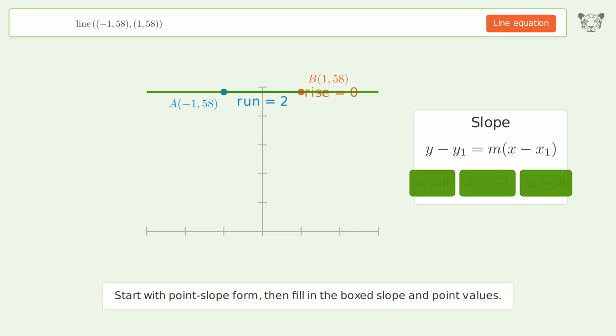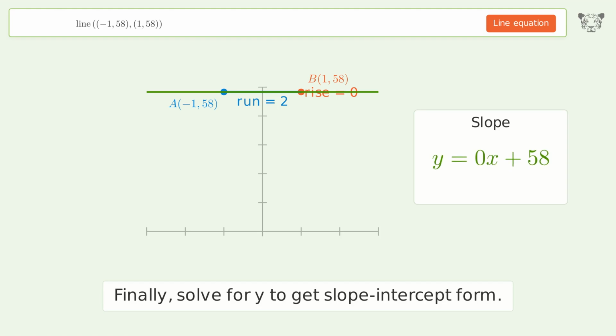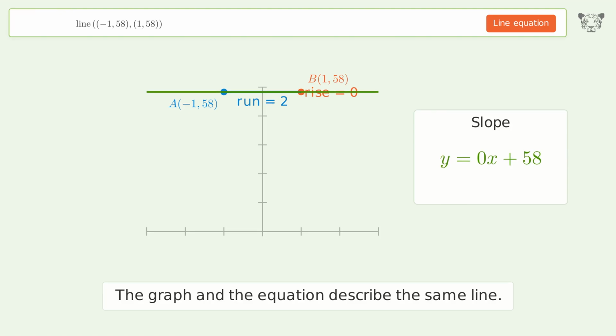Start with point slope form, y minus y1 equals m times x minus x1. Then fill in the boxed values, slope is 0, x1 is -1, and y1 is 58. That gives the specific point-slope equation for this line. Finally, solve for y to get slope-intercept form. The graph and the equation describe the same line.